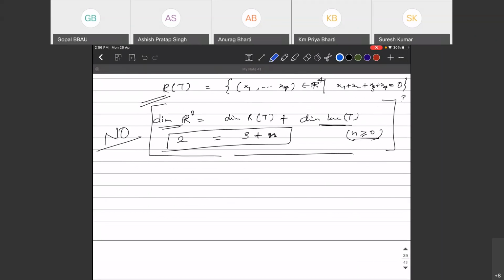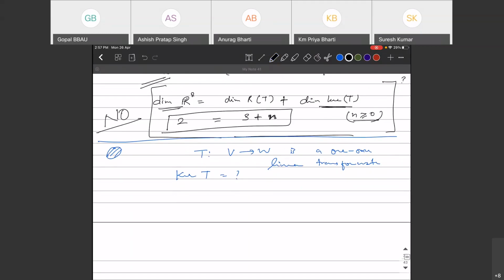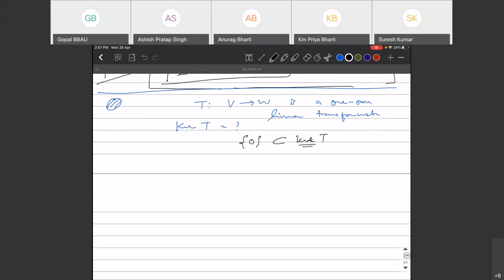Okay, let's discuss this. Suppose T from V to W is a one-one, that means injective, linear transformation. What can you say about the kernel of T? The kernel of T always contains 0, since it is a subspace. But will the kernel of T be just 0?